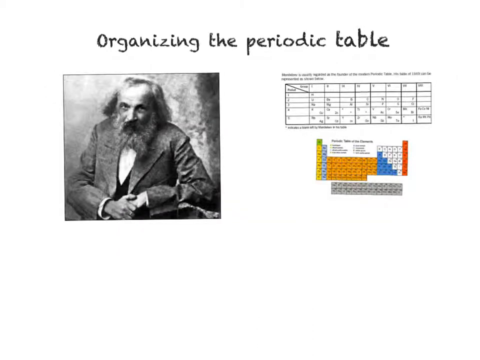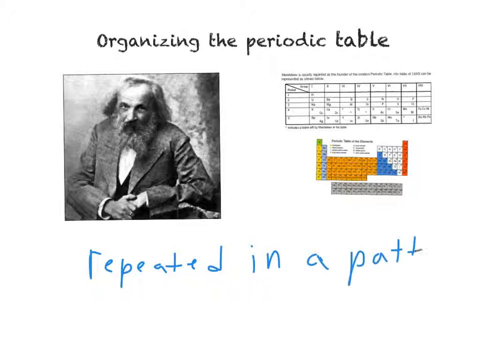Okay, so we're going to start from the top where it says organizing the periodic table. First we need to know what periodic means. And periodic means repeated in a pattern. So basically this is just telling us that when we organize the periodic table, we're looking for that pattern.